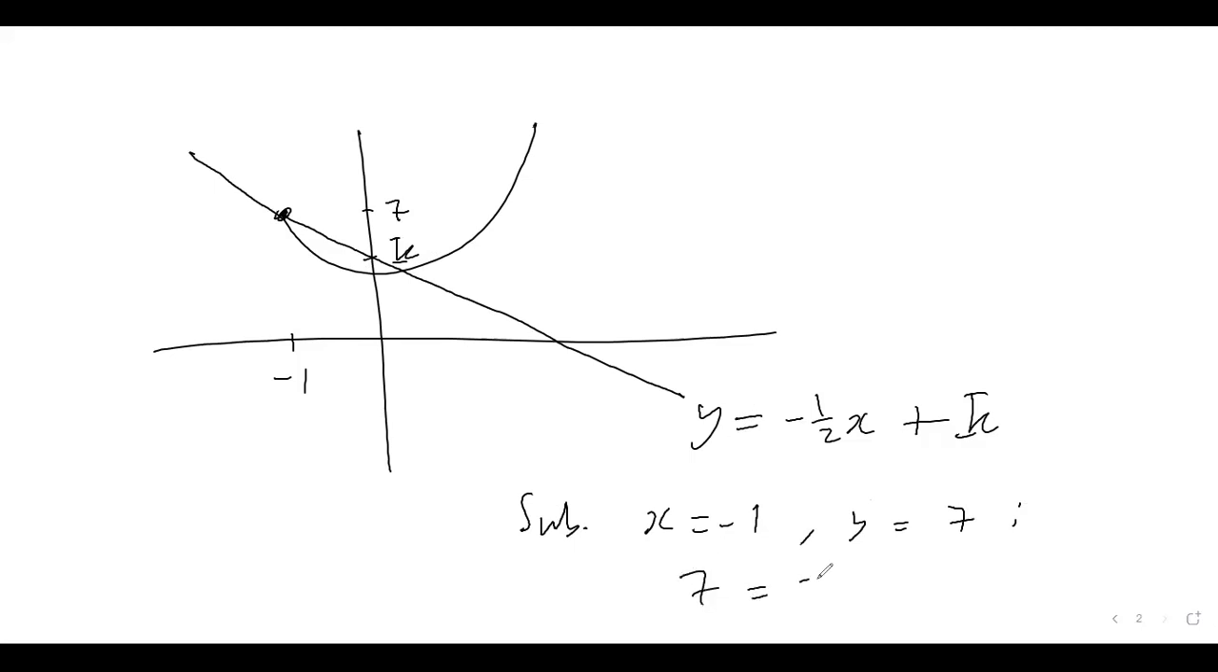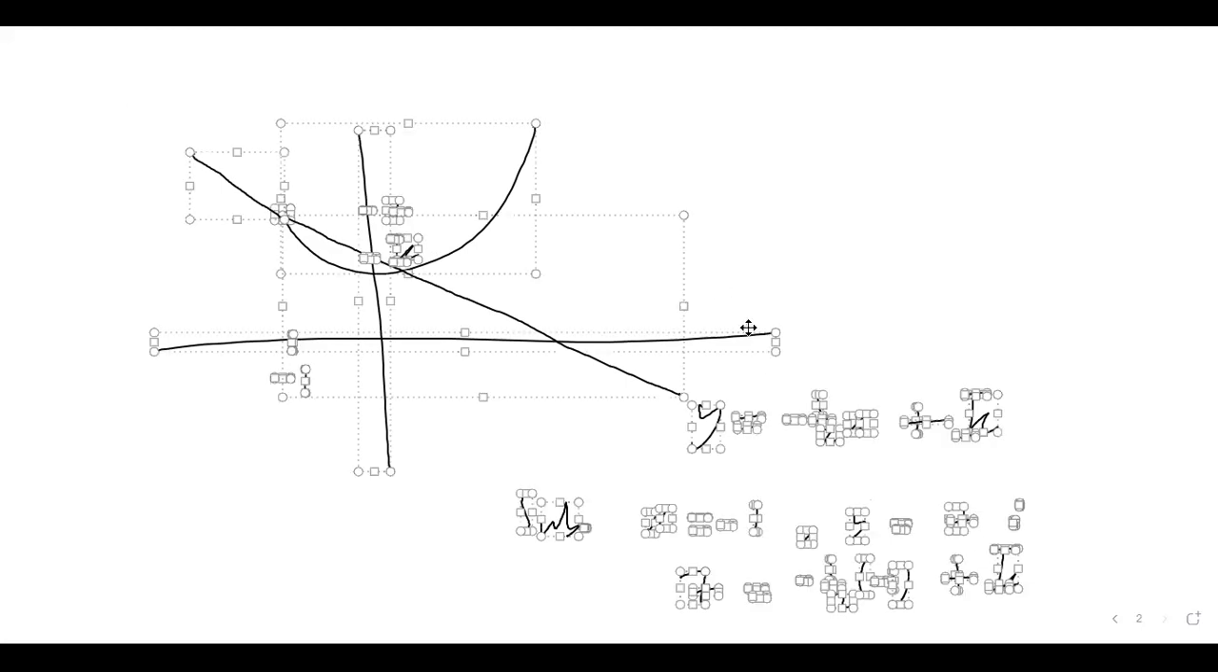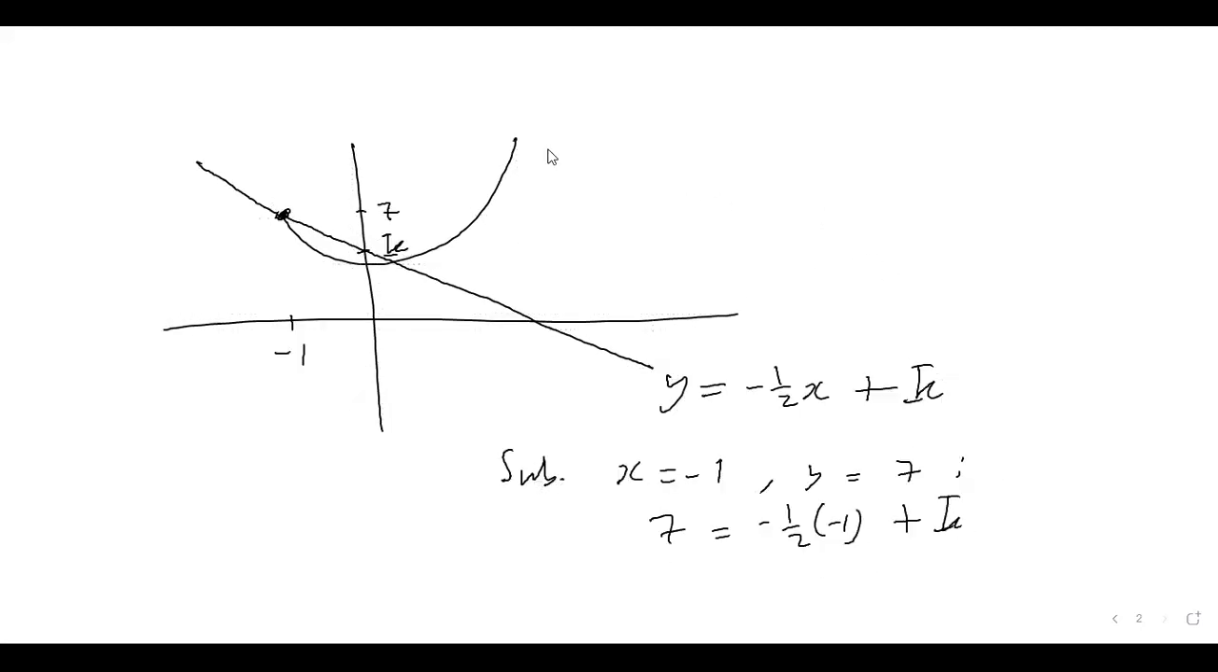We get 7 equals minus a half times minus 1 plus k. So therefore, what that means is that k is going to be equal to 7 take away a half. Negative half times minus 1 gives you positive half. So you get 7 equals a half plus k. So therefore, that means that k is going to be equal to 7 take away half, which is 6.5, which is 13 over 2. So this k value there is going to be 13 over 2.